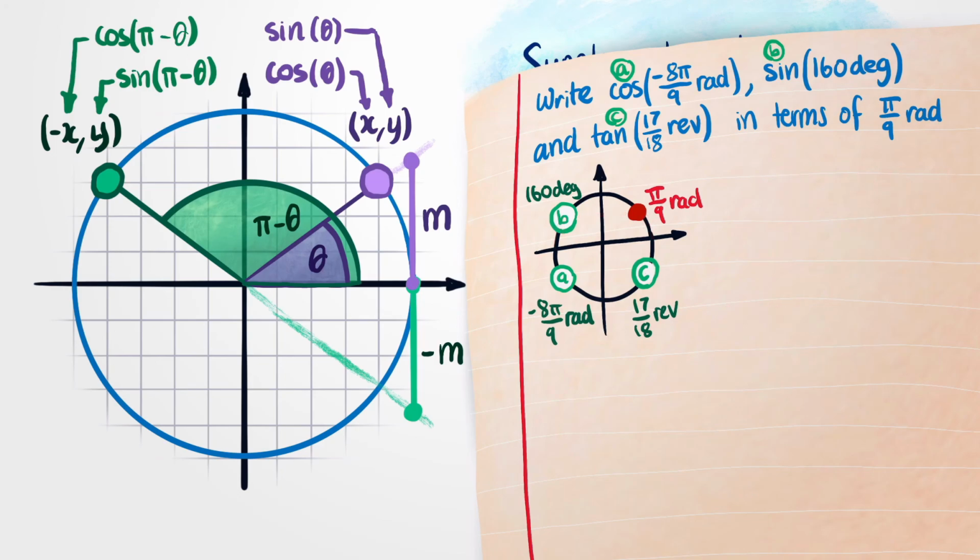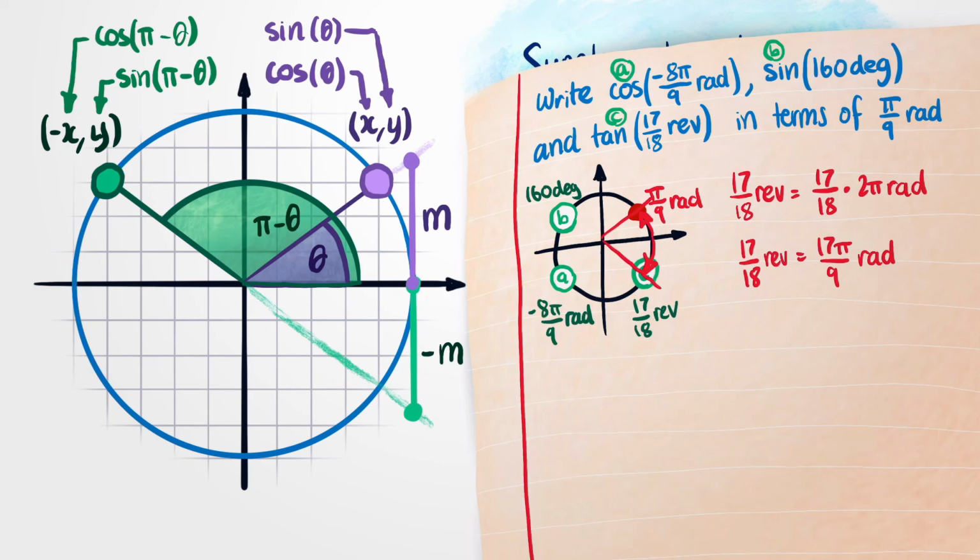To begin with, we know that a rev is just the same thing as 2 pi rad, so we can go ahead and make that substitution first. If we cross this 18 with the 2, it'll become 9 at the bottom, so we can write this as 17 pi on 9. That means that this leftover angle is also pi on 9, just like this angle. So when we compare the gradient of this line to the gradient of this line, we again notice that they're just negatives of each other.